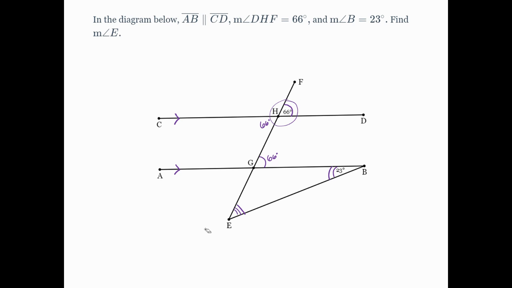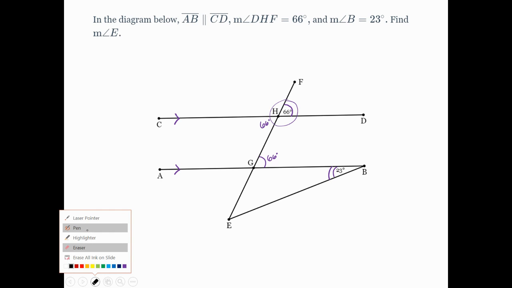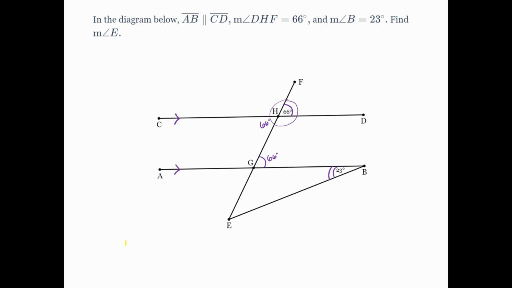And that one actually is a little bit helpful because then if I look at, and I'm actually going to erase my angle E for a minute. If I look at this line right here, I'm going to highlight. I have a nice straight line right here. And I have a straight angle that I can use right here.